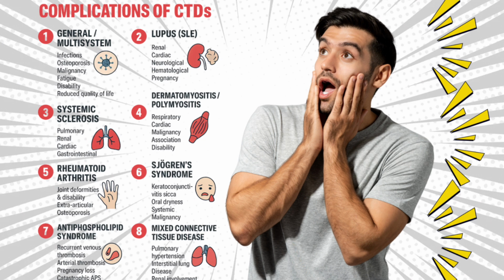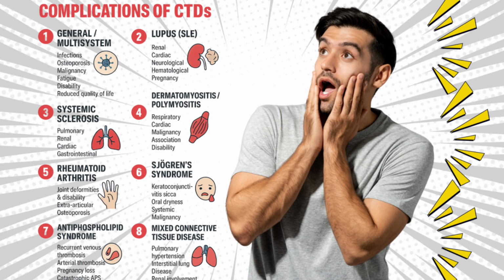Number 4, dermatomyositis and polymyositis. Respiratory complications are common. Weak swallowing muscles may cause food to slip into the lungs, leading to aspiration pneumonia, or lung fibrosis can restrict breathing. Cardiac issues include myocarditis and arrhythmias, which may present as sudden palpitations or even heart failure.